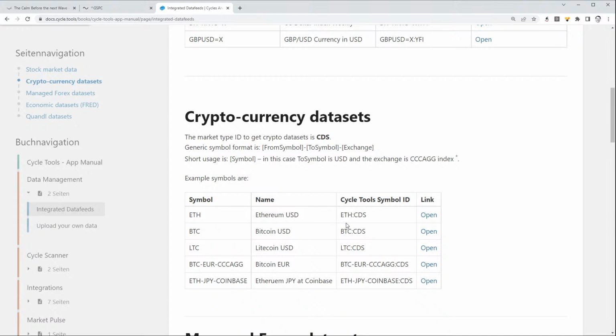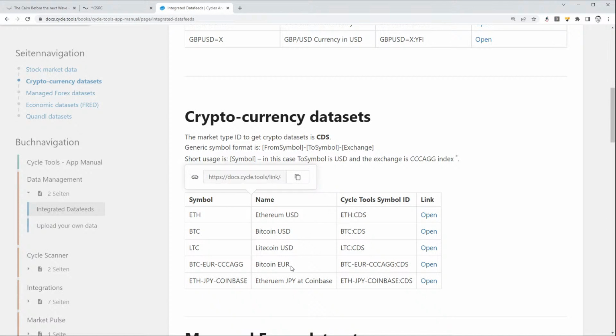Bitcoin is very easy, so use BTC CDS. This is what I'm using here on the channel. But you can also use Ethereum if you use ETH as abbreviation. You can use Litecoin.